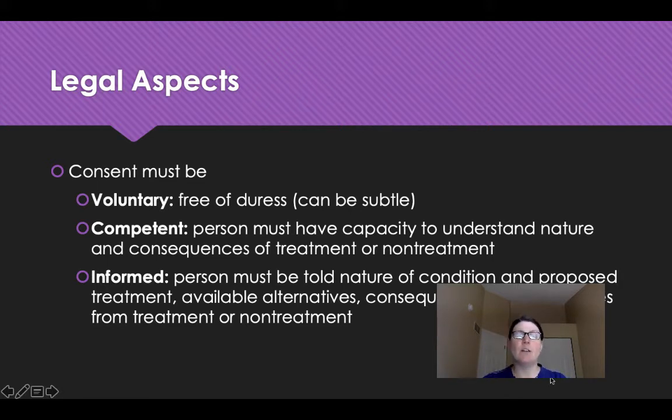Okay, legal aspects. So we need to have consent that's voluntary. So a patient cannot be under duress. One of the big issues with informed consent is if a patient is in an emergent situation, sometimes we can have issues with consent when the patient's under duress. So that's a potential issue. There are some rules and regulations surrounding consent in emergency situations that help to mitigate those things. But just from a pure ethical standpoint, there is the potential for duress to make a consent not voluntary.